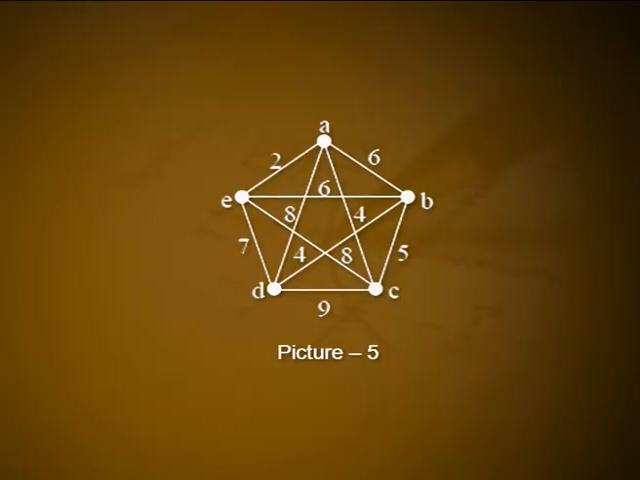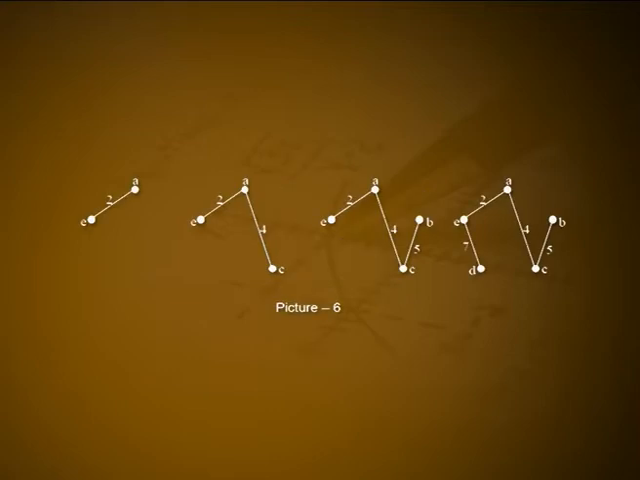Let us consider an example now. To construct a minimum spanning tree for the graph in the figure using Prim's algorithm, we proceed like this. Choose vertex A to start. Minimum weight edge is AE, that is of weight 2. Minimum weight edge from AE to new vertex is AC with weight 4.